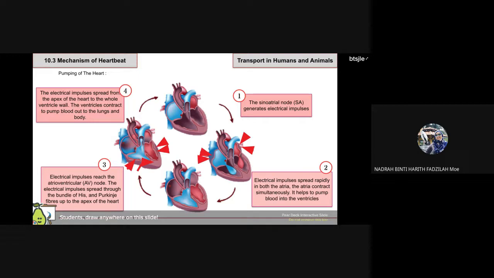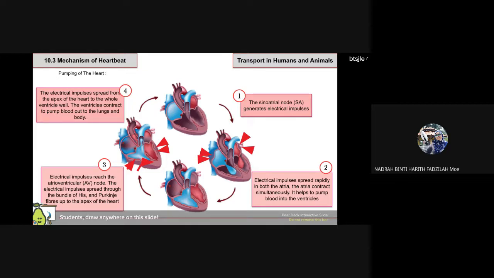the electrical impulse will converge atau bertemu semula pada AV node. In the AV node, the electrical impulse then goes downward to the bundle of His sampai ke Purkinje fiber at the apex of the heart. Apex of the heart tu bahagian jantung yang muncung kat bawah tu ya.